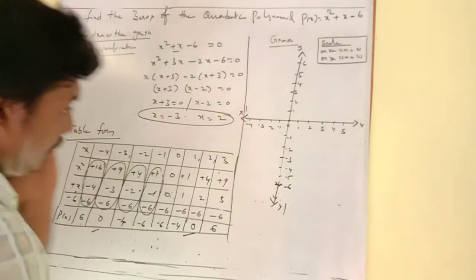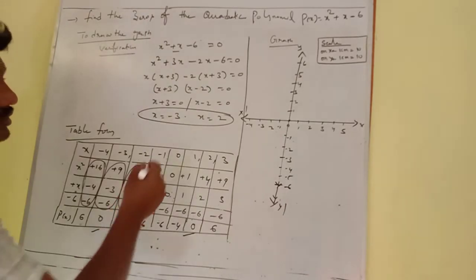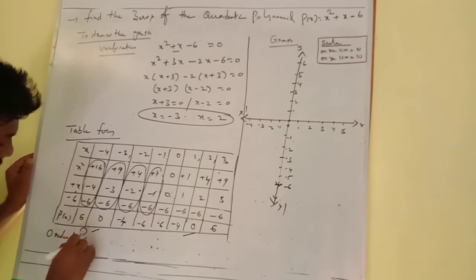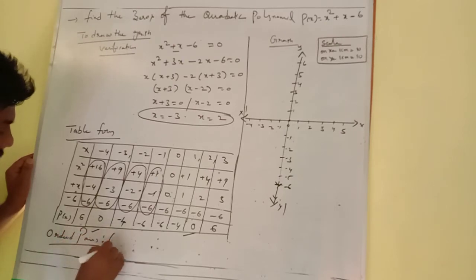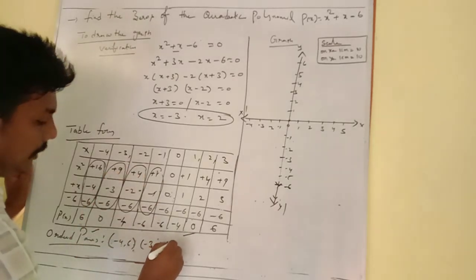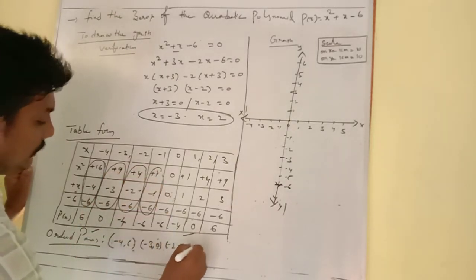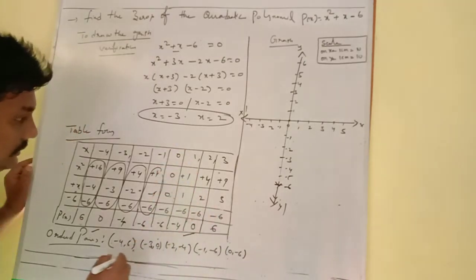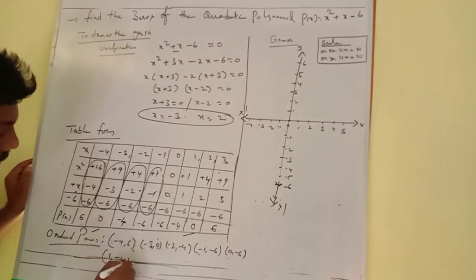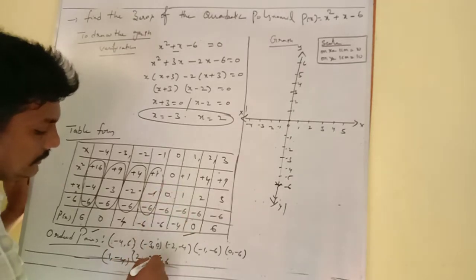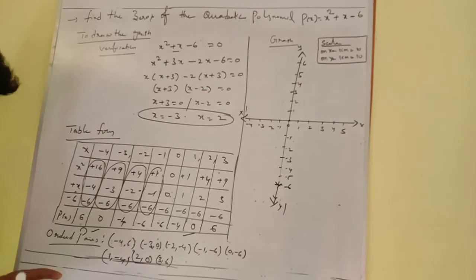Now how to draw the graph? Before drawing the graph, we have to write the ordered pairs. The ordered pairs: first one is minus 4, comma 6. Second one is minus 3, comma 0. Third one is minus 2, comma minus 4. Next one is minus 1, comma minus 6. Next 0, comma minus 6. Next 1, comma minus 4. Next 2, comma 0. Next 3, comma 6. These are the ordered pairs.